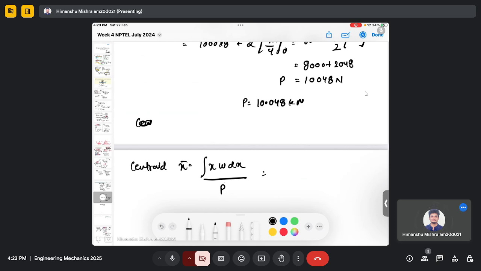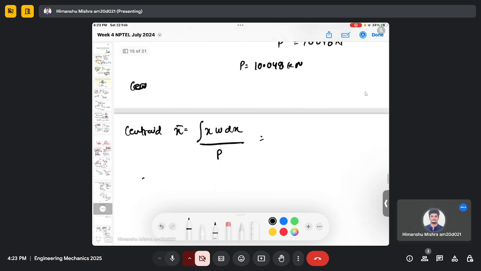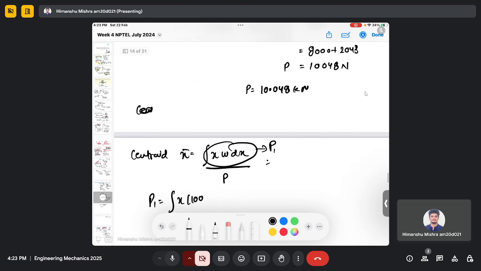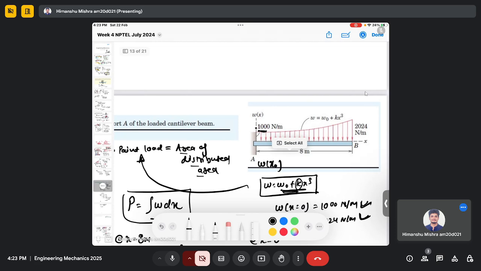So let's first find this integral quantity. Let me define this as some P1. So this P1 is the integral of x W dx. Could you please repeat what the centroid part is? You've taken x bar something, right? Yeah, so this x bar is actually the distance of this equivalent point load. So this is my x bar from point A.